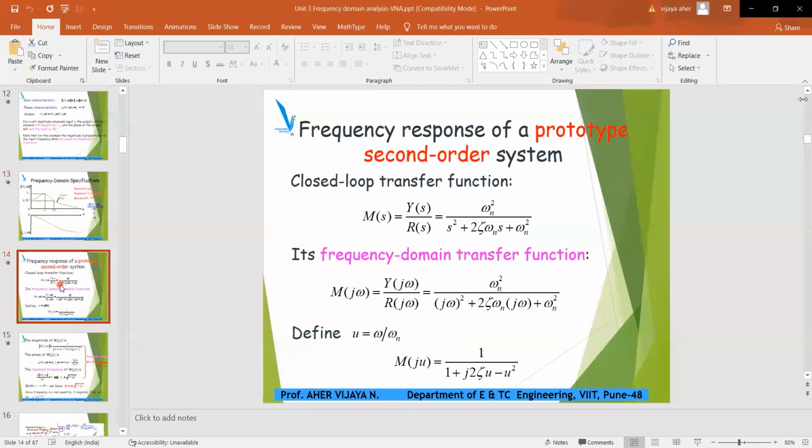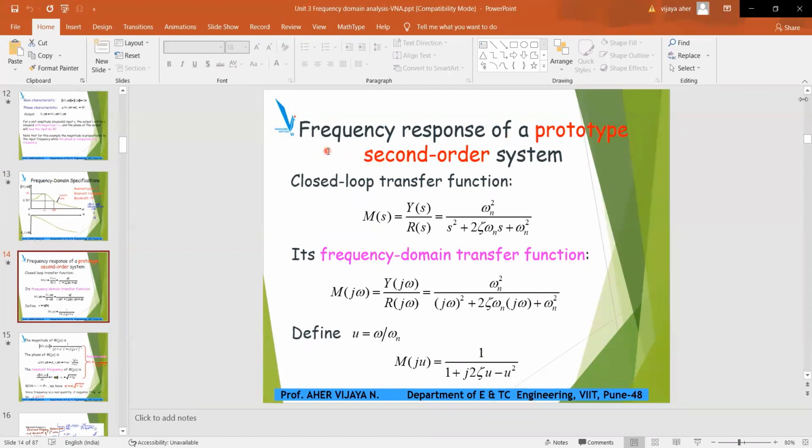Now, frequency response of a prototype second order system. Students, today you are going to study the frequency response of a prototype second order system. So give the heading. Students, please give the heading. You are supposed to write all these things. Without writing, you will not get anything. You have to write all these equations, and you have to revise it today itself. So give the heading.